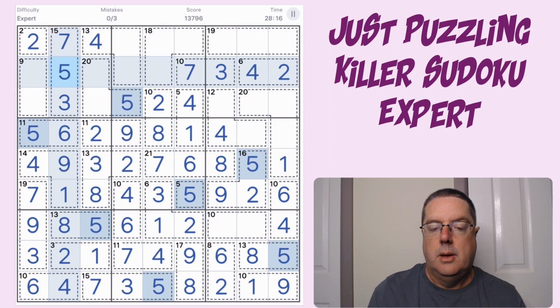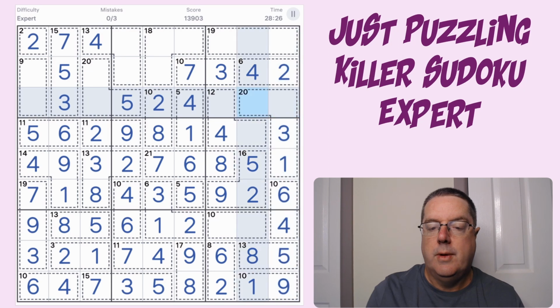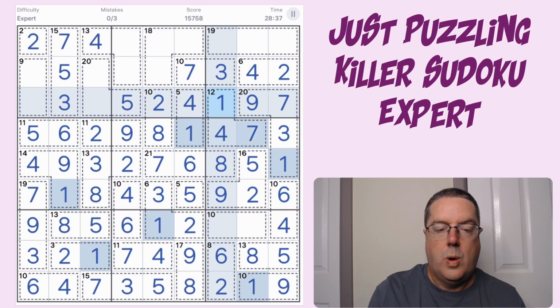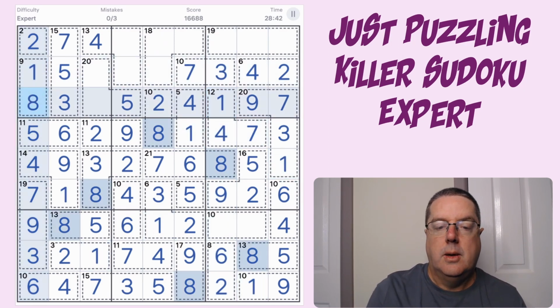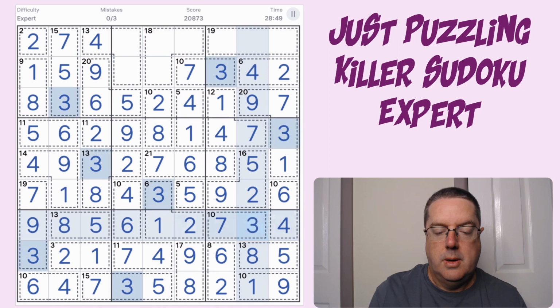1, 2, 3. If that's a 3, that can't be a 5, so that can't be a 4. So that's a 3, which makes this a 9 and a 7. 9, 7. 1, 2, 3, 4, 5, 6, 7. 1, 1, 8, 9, 6. Got to be able to get this now, don't I?